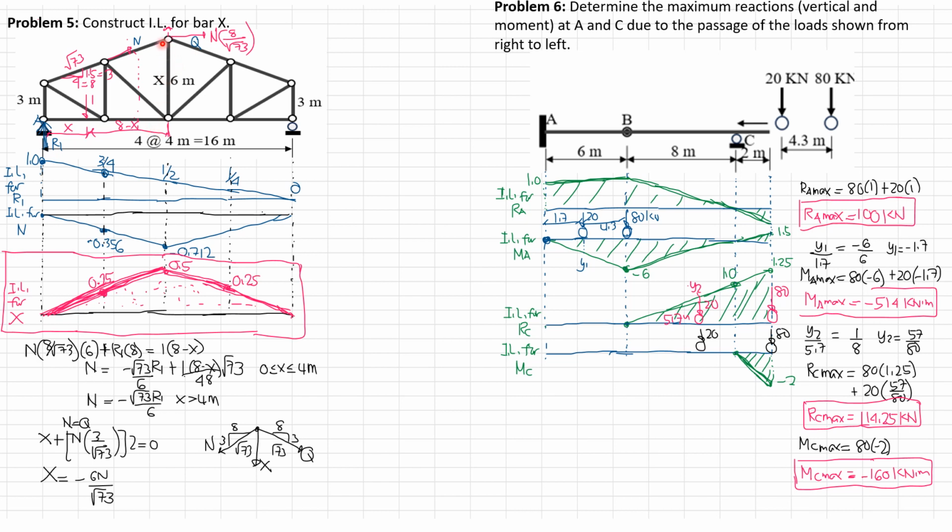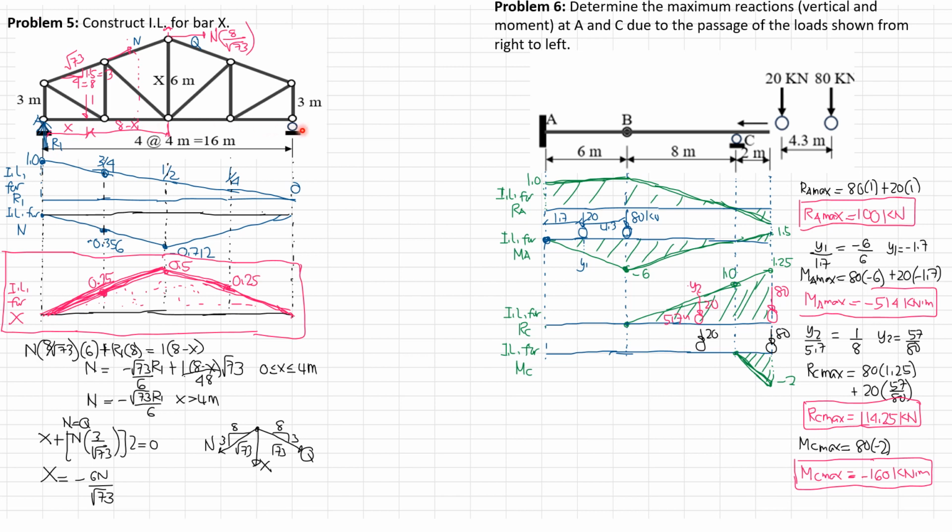This is bar X. Before we can construct the influence line of bar X, we need to construct the influence line of bar N. And I'll call this Q. By symmetry, N is equal to Q. Then finally, we isolate this joint, then summation of forces Y equals 0 to set up X in terms of N. Then, to prepare for the influence line for bar N, I consider this section here.